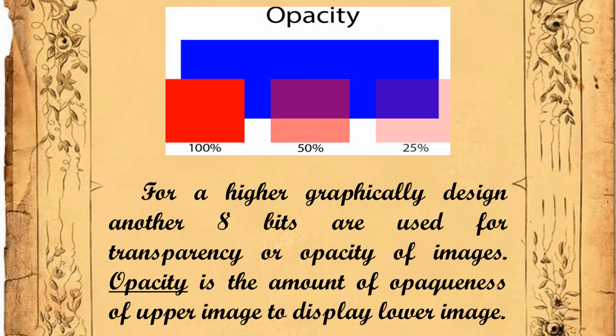For higher graphical design, another 8 bits are used for transparency or opacity of the image. Opacity is the amount of opaqueness of the upper image to display the lower image. If opacity is 100%, then the upper image completely covers the lower image and it is completely opaque. You can see the different amounts of opacity and its transparency in the image.